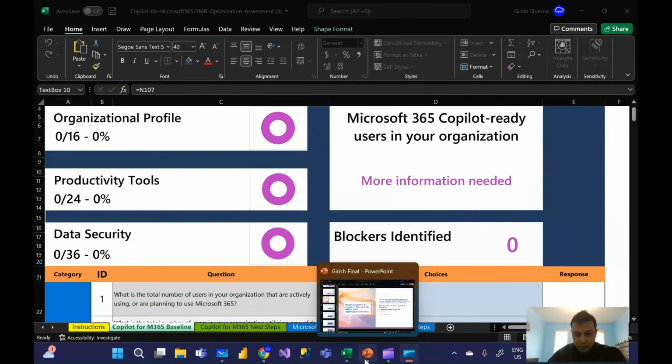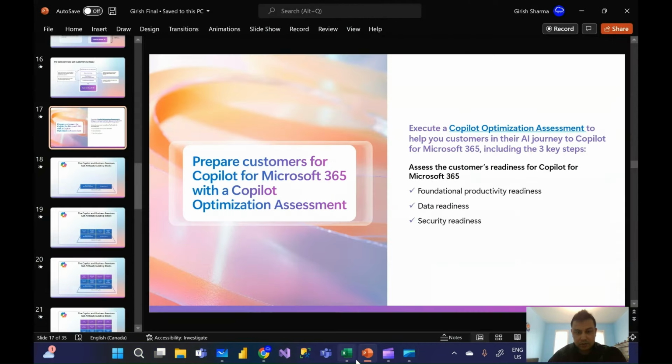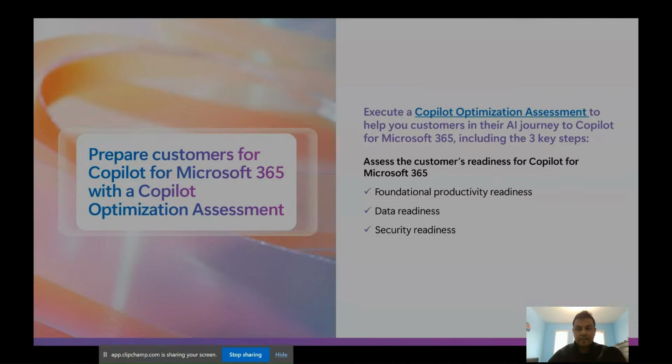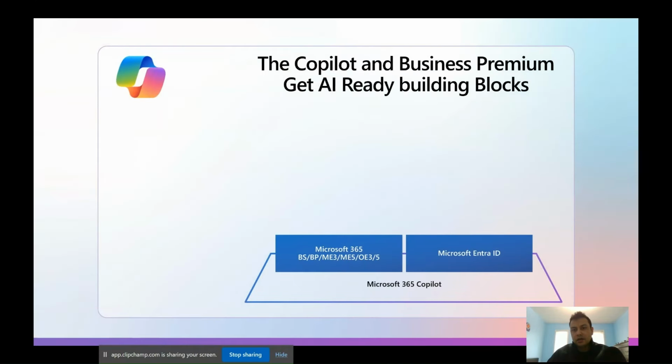All right, so going back to the presentation. Now, let's look at some of the building blocks. So, we already discussed that there are prerequisites when it comes to licensing in order to implement or use Copilot for Microsoft 365. Another prerequisite is that you need to use the Entra ID as your identity service.